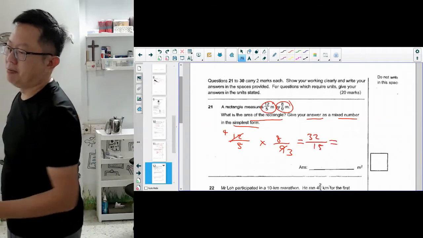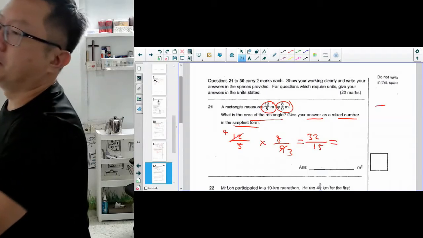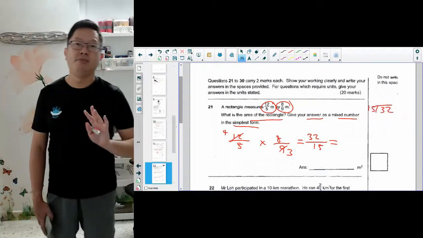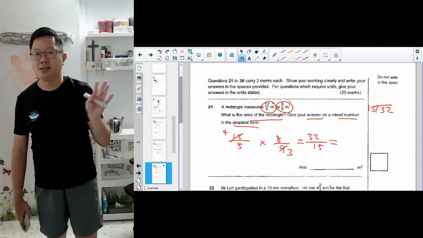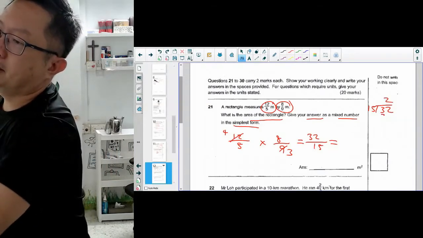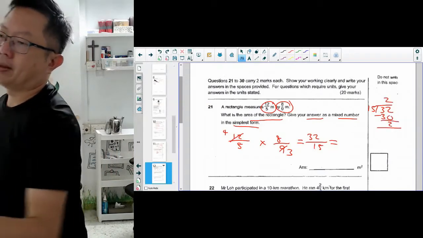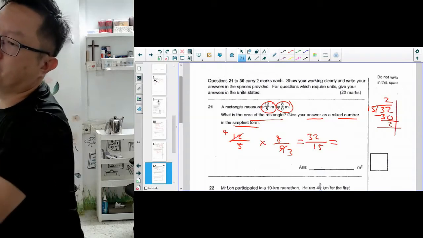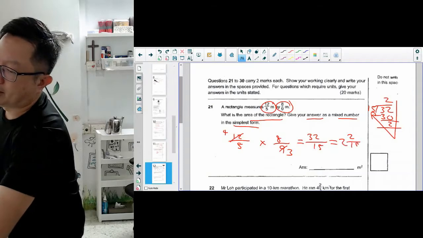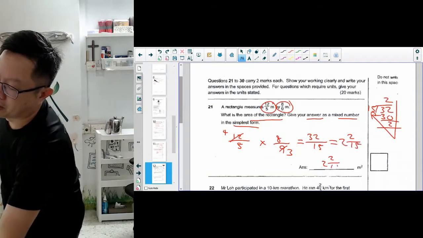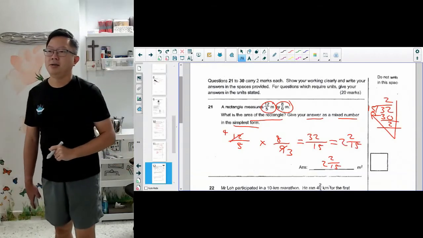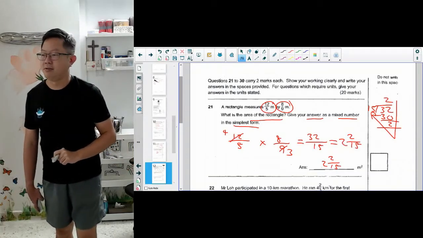So how do you change it to a mixed number? Then you will have to take 32 and divide by 15. So every time you see a fraction, it means divide. Okay, 32 over 15 means 32 divided by 15. And so you have 2 times 15, you get 30, and that's a remainder 2. And how to get the mixed number? 2 and 2 over 15. So your mixed number is 2 and 2 over 15 meter square, which is the area of the rectangle. Alright, so not that hard, right? Not that hard so far.